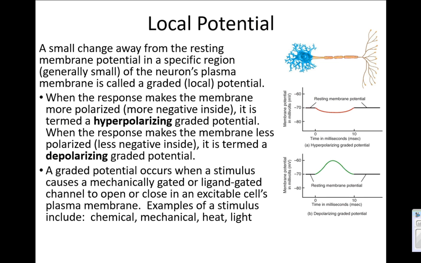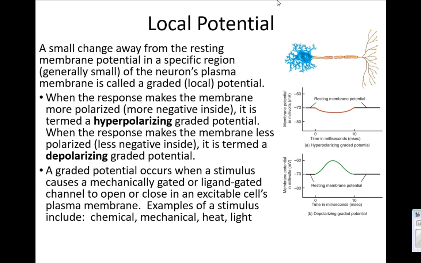Now, a couple slides ago, we had graded, and then in parentheses was local potential. So if you can't remember that those are the same thing, it might not be a bad idea to write that up on the top of the page. Okay, graded and local are the same thing. These are small changes away from resting membrane potential that allow for short distance communication. And they're much simpler than the action potentials that we'll get to later today. So a small change away from resting membrane potential in a specific region, which is generally a small region of the neuron's plasma membrane, is called a graded or local potential.